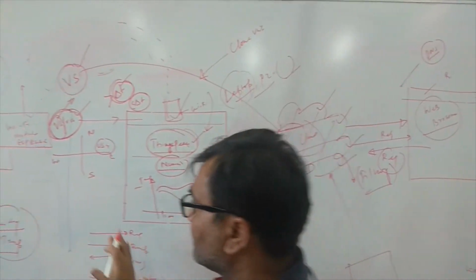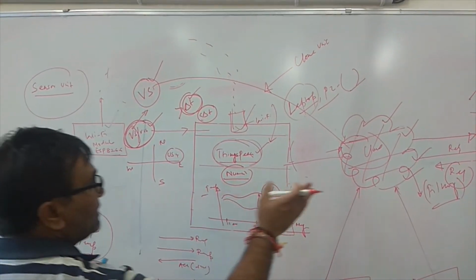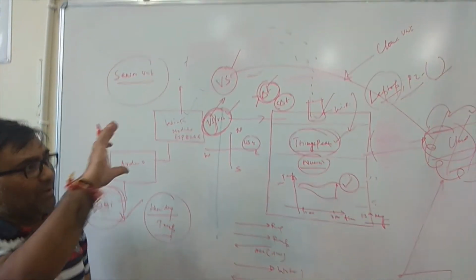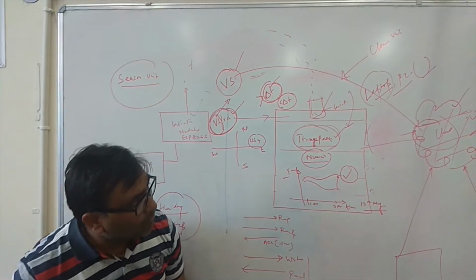One part is the sensor unit part. Second part is the user interface part. So how will it work? So just on my web page, I'm going to summarize.